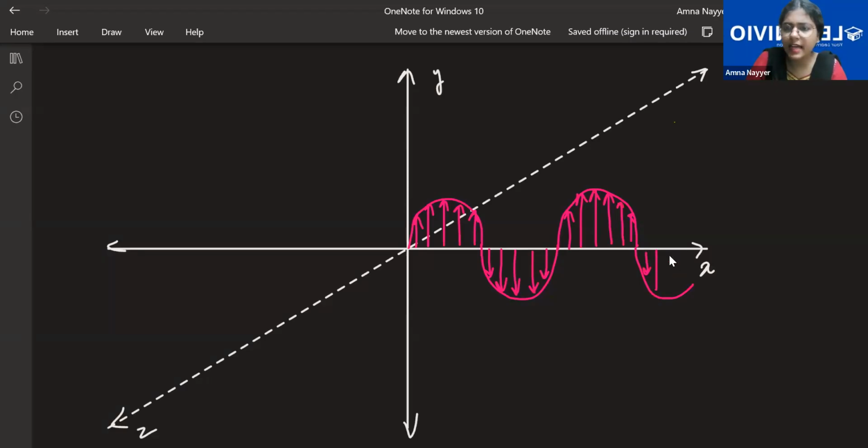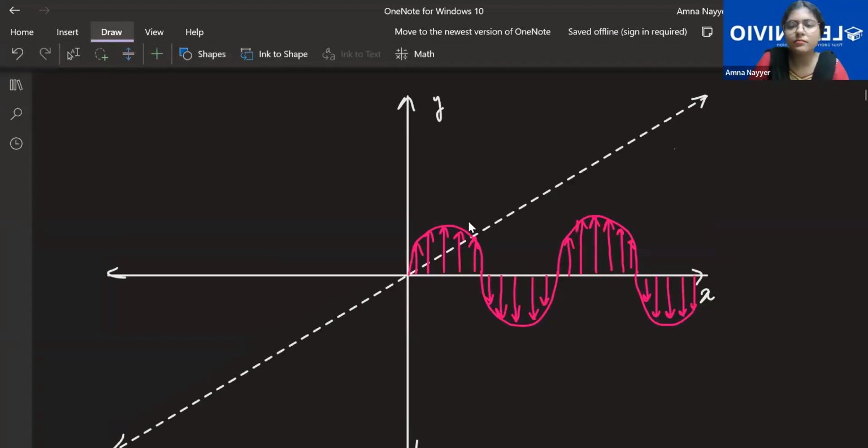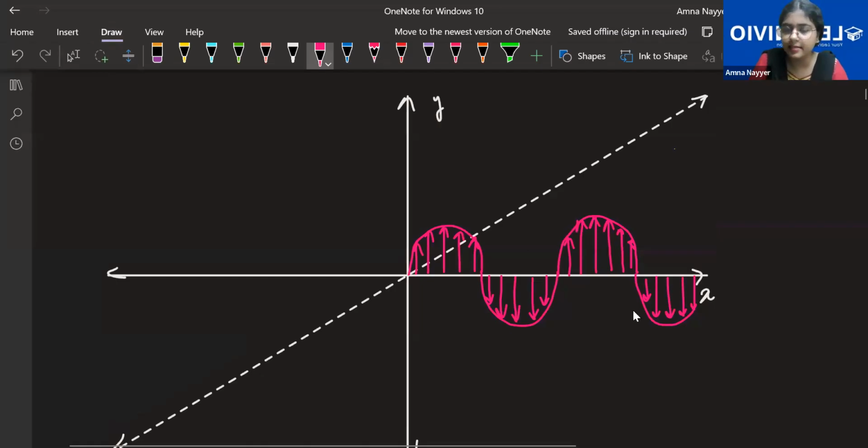Like this, and this will be continued. I've just taken a small portion. The rest of the concept you can imagine will be extending wherever, because it's a wave. So this I have plotted along the x-axis. Or actually, this is not along the x-axis. The direction, if you see here, is acting along the y-axis.